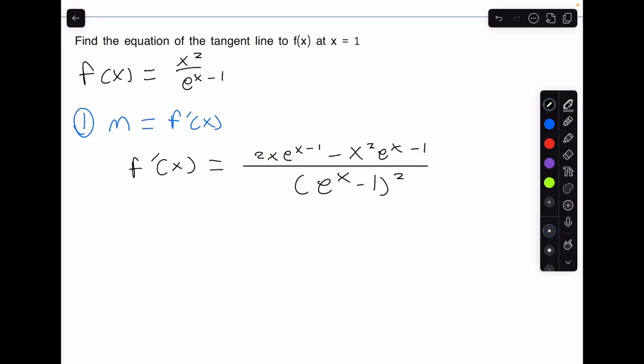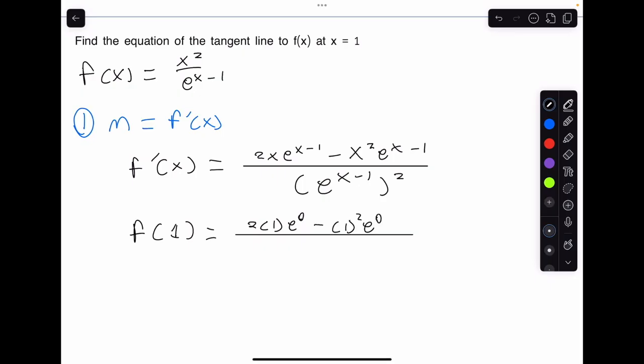So we have a general slope equation for the tangent line, but we're required to find the slope at x equals 1. So to do this, we just plug 1 into the derivative. So 2 times 1 times e to the 1 minus 1. 1 minus 1 is 0. And then we have 1 squared. And all of these e to the x minus 1s just turn into e to the 0s. Anything raised to the power of 0 is 1. So what we get here is 2 minus 1 over 1, which is equal to 1 over 1, which is equal to 1.